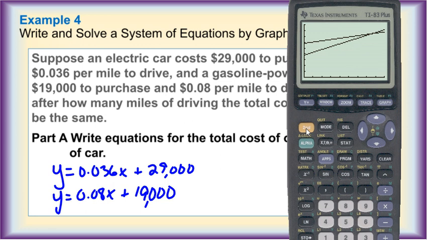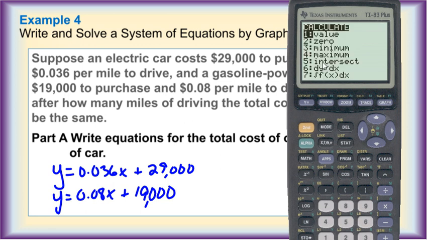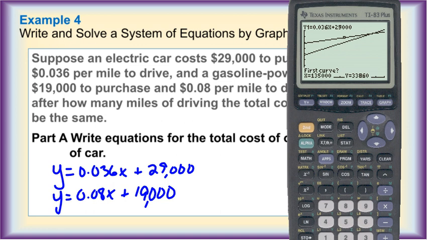So if I hit second, trace, I'm going to find out where they intersect, number 5. Hit enter 3 times, and it tells us 227,272 would be the miles. We can say roughly 227,000 miles, it would cost $37,000. Or if you round to the nearest hundred, it would be $37,200.